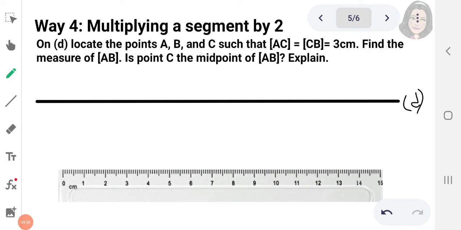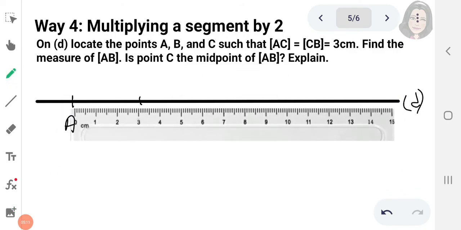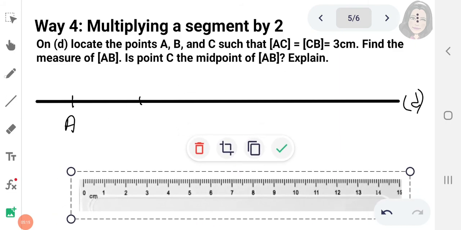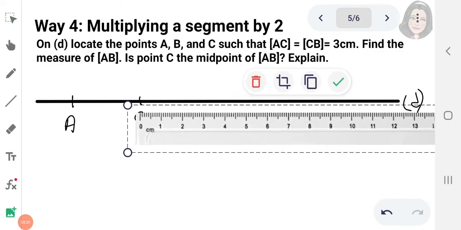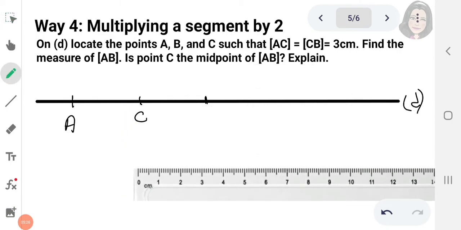Then after that, I need to put the points A, B, and C such that AC equals CB equals 3. So first I will locate point A anywhere on the line. Then I'm going to get my ruler, and from A I will measure 3 centimeters, which is over here. And this point is called the point C. Then after that, I'm going to take my ruler, but this time I will put the 0 on the point C, and I will measure another 3 centimeters, meaning that this segment that I drew, segment CB, is also 3.